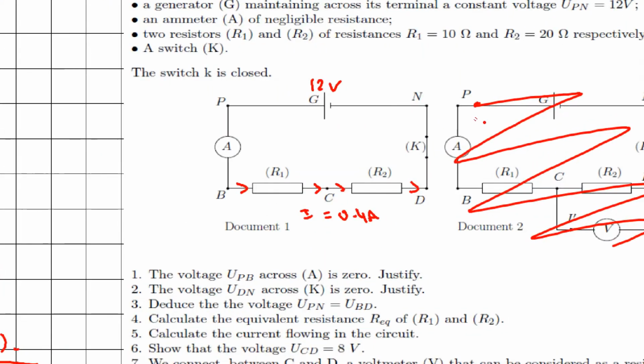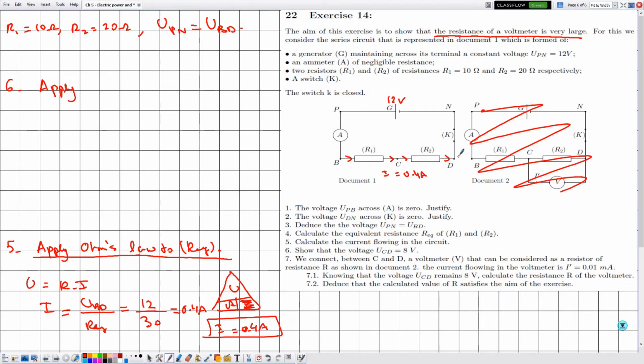Knowing that the law of addition of voltages cannot be applied because we have two unknowns, UBC and UCD, so the number of unknowns is greater than the number of equations. Then apply Ohm's law to R2. So UCD is equal to I multiplied by R2, which is equal to R2 multiplied by I.